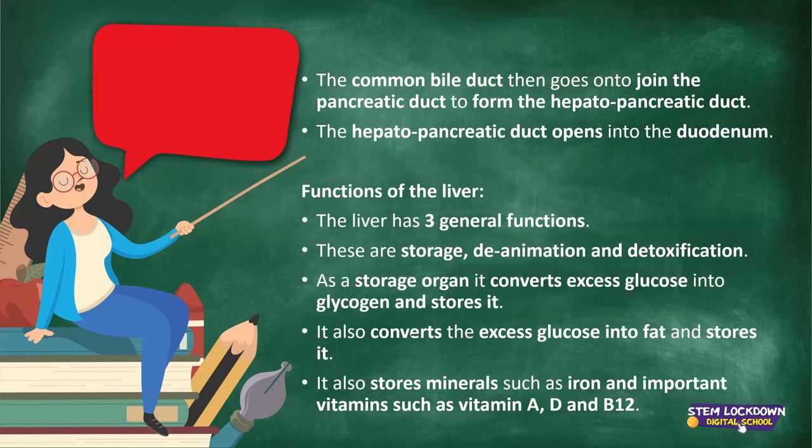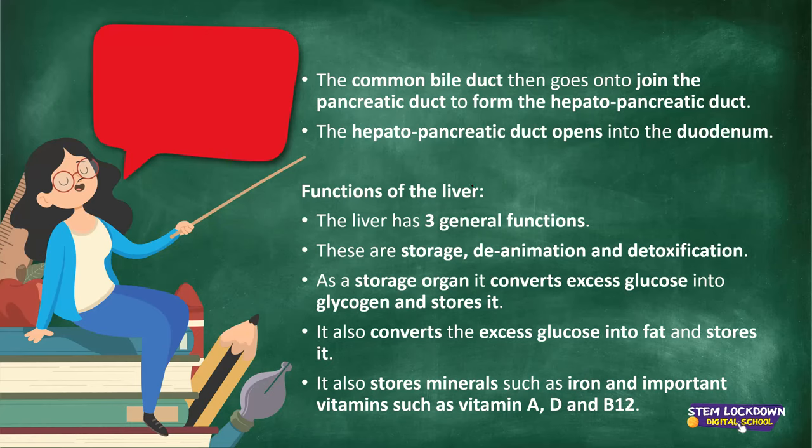Awesome. So the common bile duct goes on to join the pancreatic duct, right? And we said that it forms what we call the hepatopancreatic duct, right? Which opens up into the first part of the small intestine, which is called your duodenum.